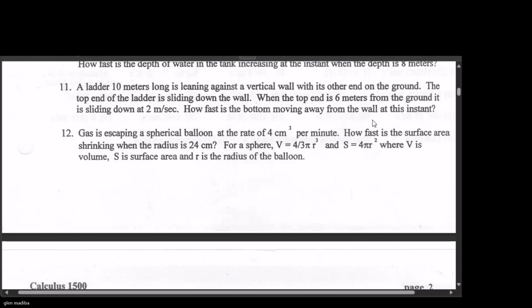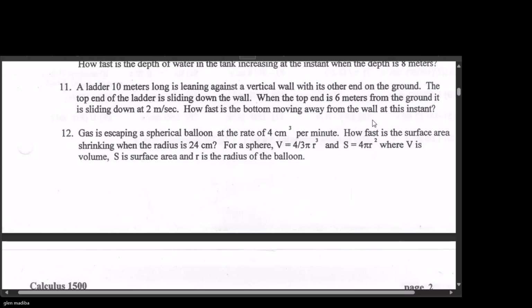So we established that what they're looking for is how fast the surface area is shrinking. So in other words, the derivative of the surface area formula. And then they also gave us the formula for volume, and they gave us the value for the derivative of volume.